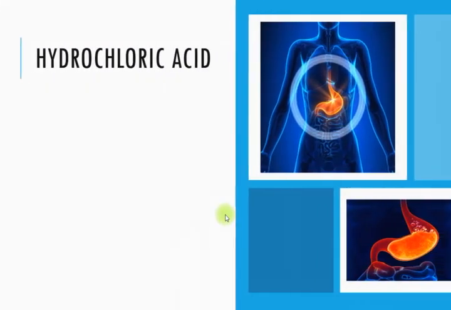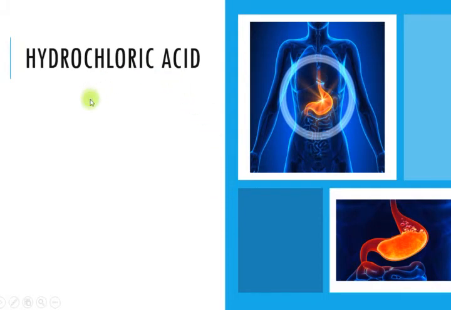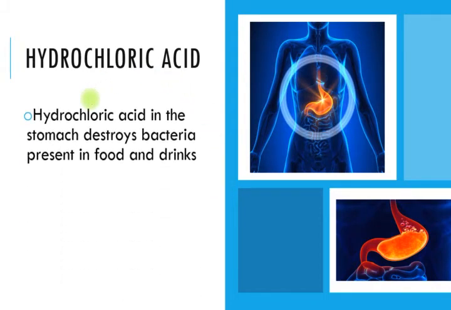Alright, next we go to hydrochloric acid. Hydrochloric acid is also one of the first line of defense. We can find the hydrochloric acid in the stomach, secreted by our stomach wall. Do you still remember what type of cells in the stomach wall secrete the hydrochloric acid? So what is the cell? It is the parietal cell. Parietal cells of our stomach wall secrete the hydrochloric acid.